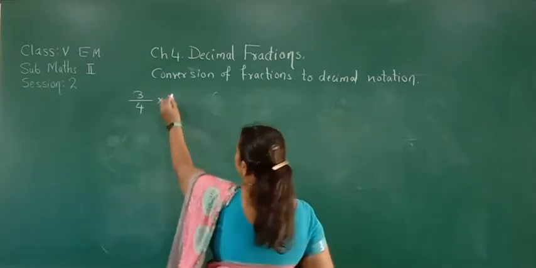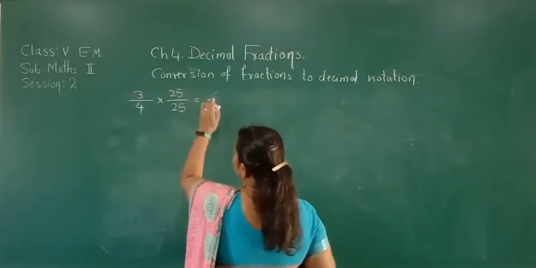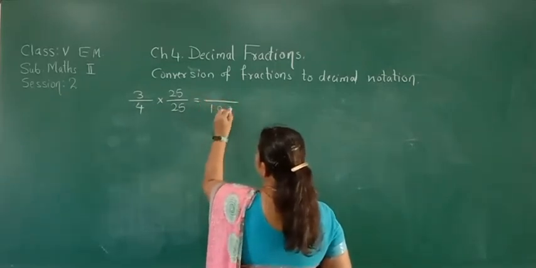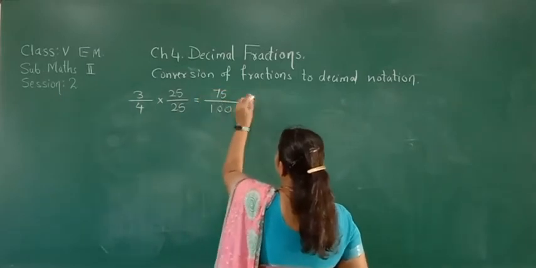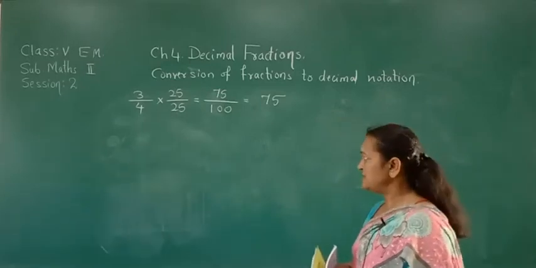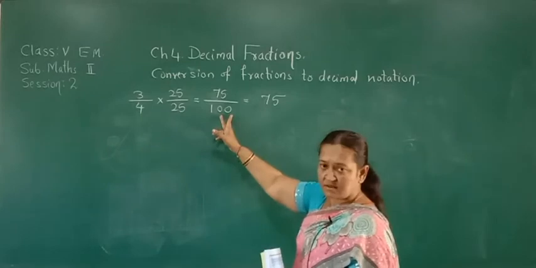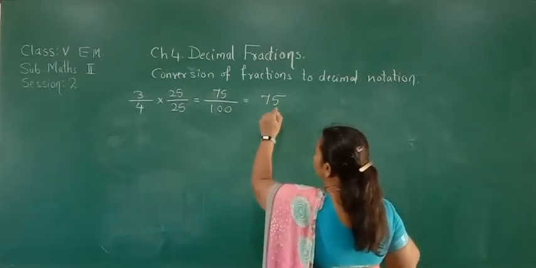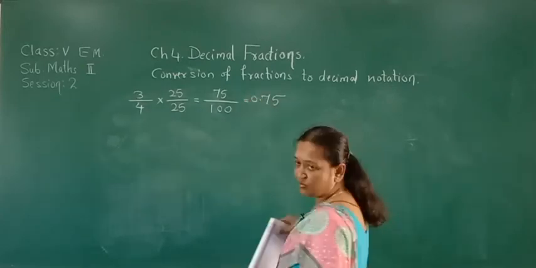So here both the numerator and denominator you can multiply by 25. So 25 4s are 100. Then 25 3s are 75. Now write 75 as it is. Then count the number of zeros. Here we have 2 zeros. So I count 2 digits and add a decimal point. So put the decimal point and write 0.